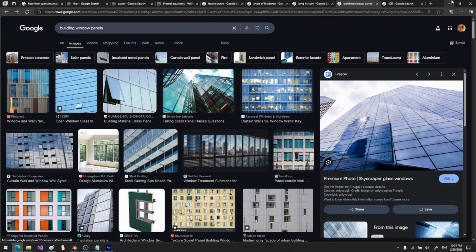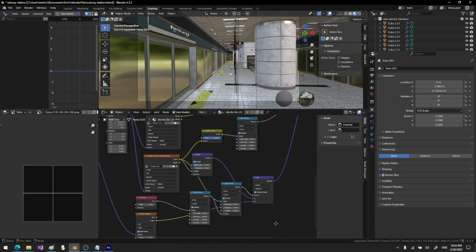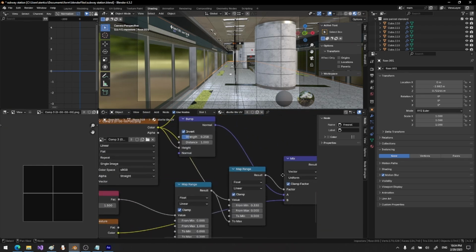And what we can do is we can actually make those surface imperfections dependent on the Fresnel node. So how do we do that?